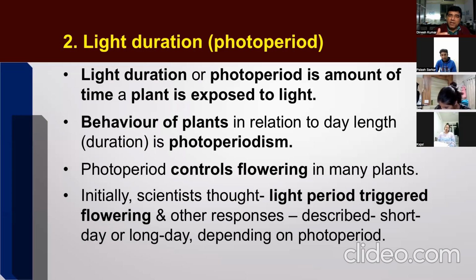Based upon that, plants have been referred to as long day, short day, and day neutral plants. Because initially people thought that it is the day length which is affecting the flowering, they did not pay much attention to the darkness. Therefore, the names came: short day plant, long day plant, day neutral plant. Otherwise, actually, these plants are long night plant, short night plant, and night neutral plant. Actually, they should have been named like this. But since by convention people say long day, short day, day neutral, this is okay.